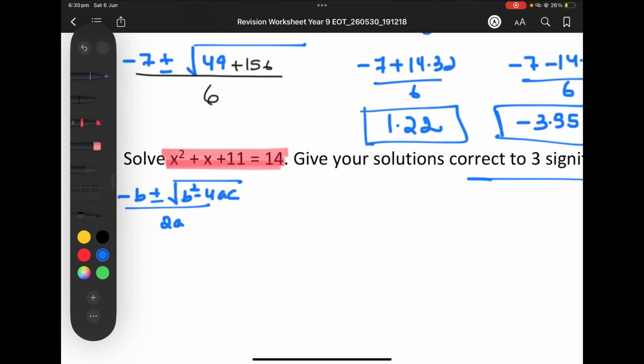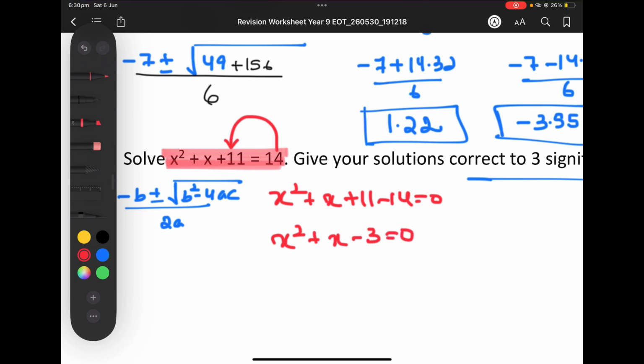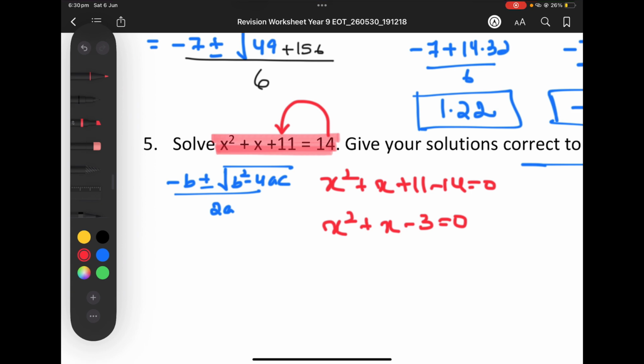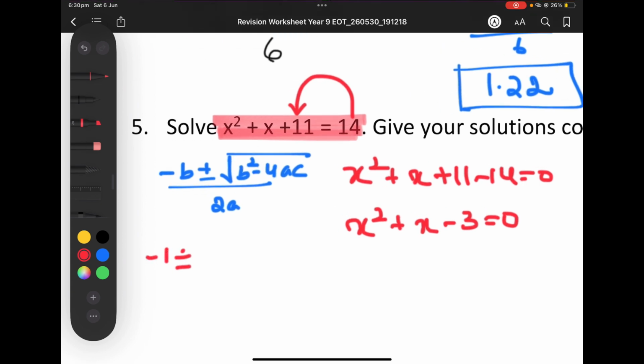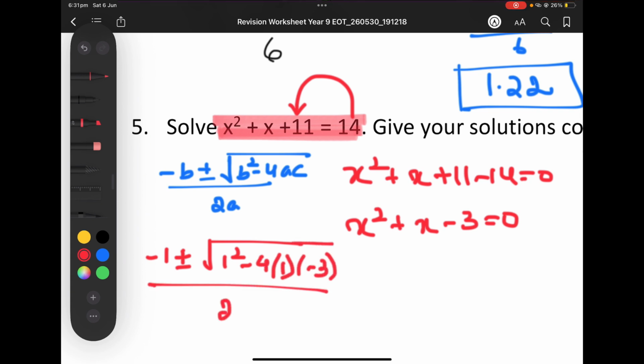So how do I make that an equal to 0? I am going to bring this 14 down here. So it becomes x square plus x plus 11 minus 14 is equal to 0. That becomes x square plus x minus 3 is equal to 0. Okay. Then again, substituting in my formula, it goes as minus 1 plus or minus under root of b square, that is 1 square minus 4 times of a, and c is minus 3, divided by 2a.